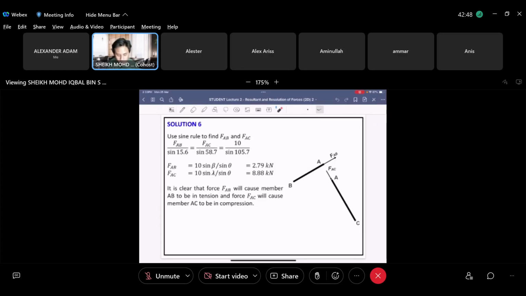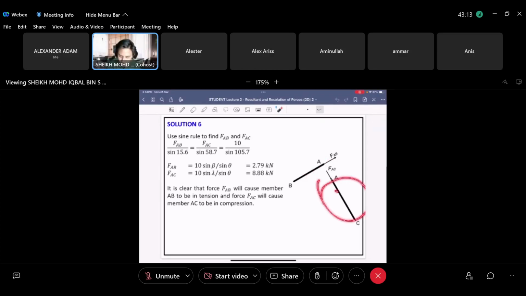So now it asks you how to determine which member is in tension and which member is in compression, right? Force AB here is 2.79 kilonewton. So this one is in tension, right? Because it's being pulled apart, right?